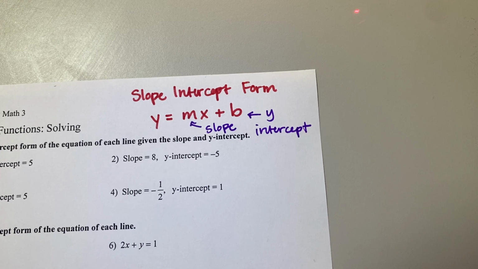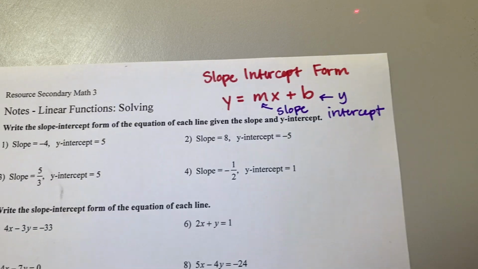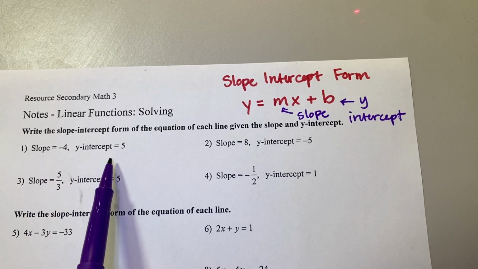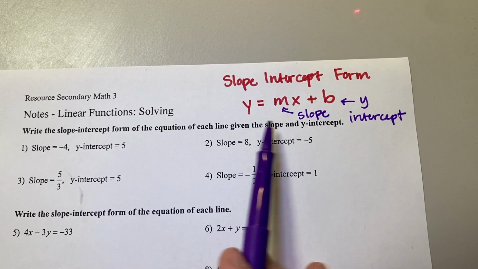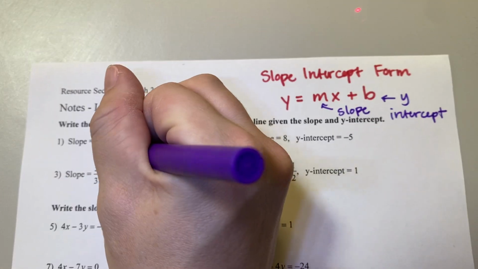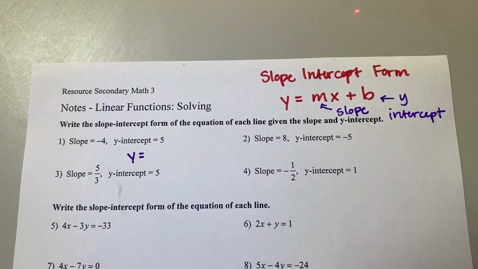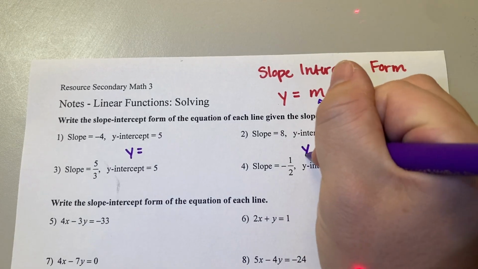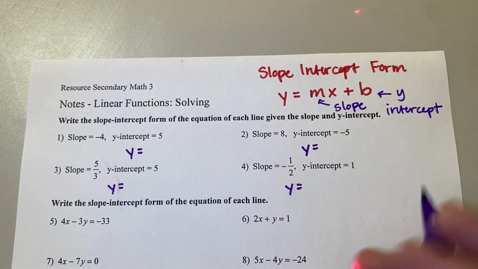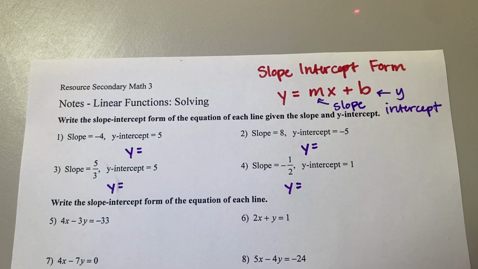So for numbers 1 through 4, it's asking us to write the slope-intercept form of the equation of each line given the slope and the y-intercept. Okay, so we notice that it gives us a slope and it gives us a y-intercept. We just need to place it where it goes in the equation. So we always start with y equals. You can put y equals for each one of these guys. We know it's always going to start with that. Y equals, y equals, y equals.